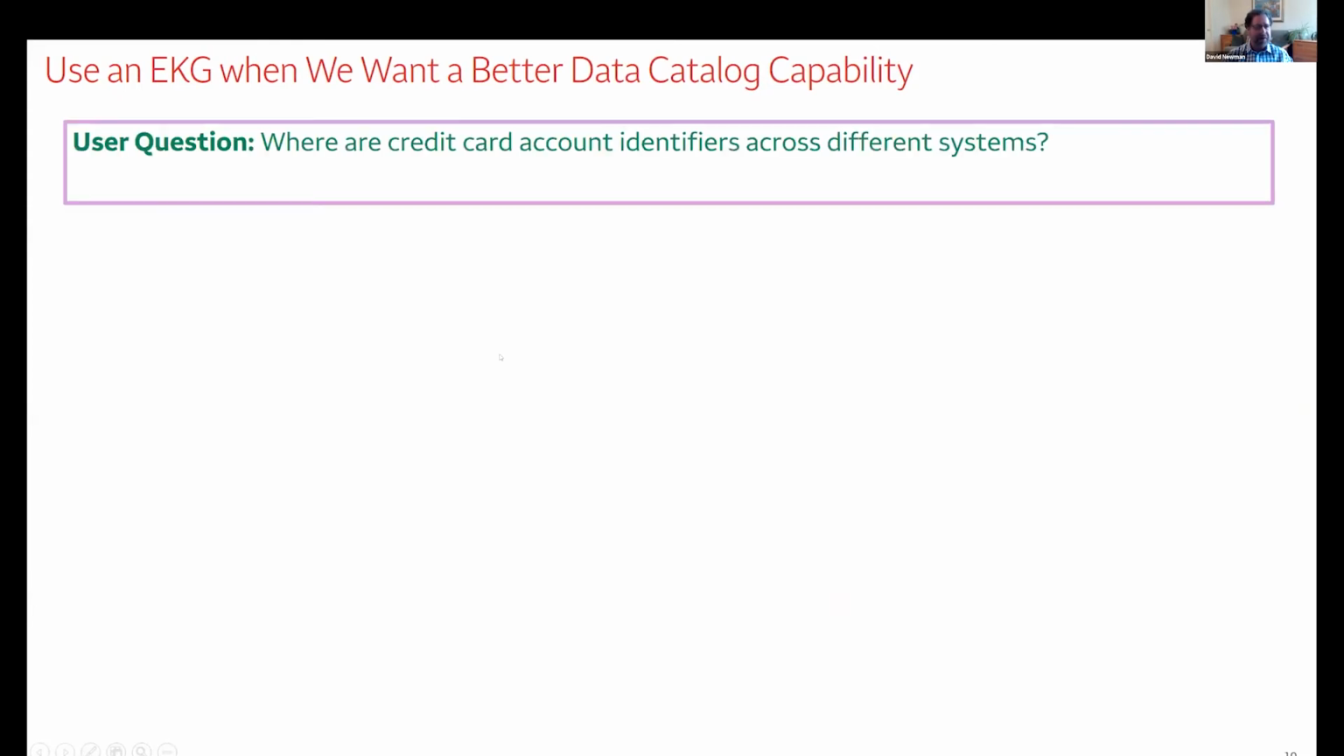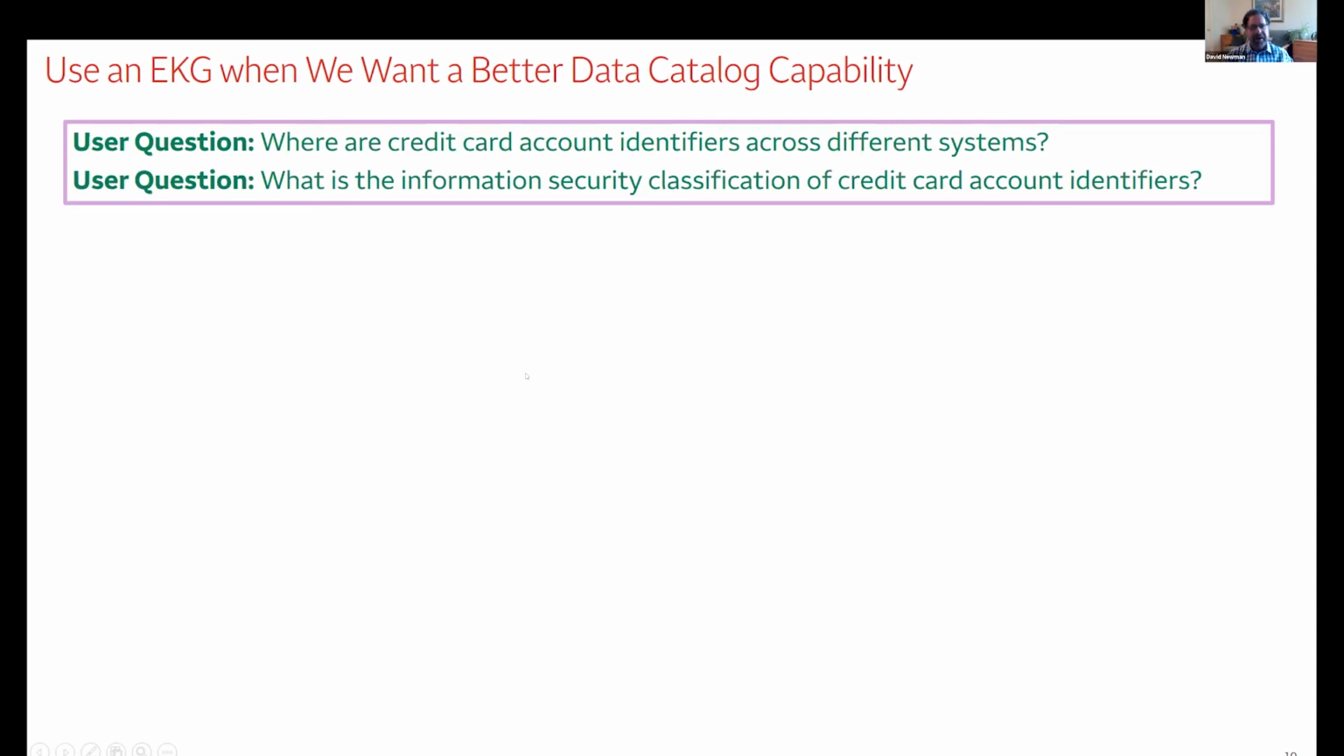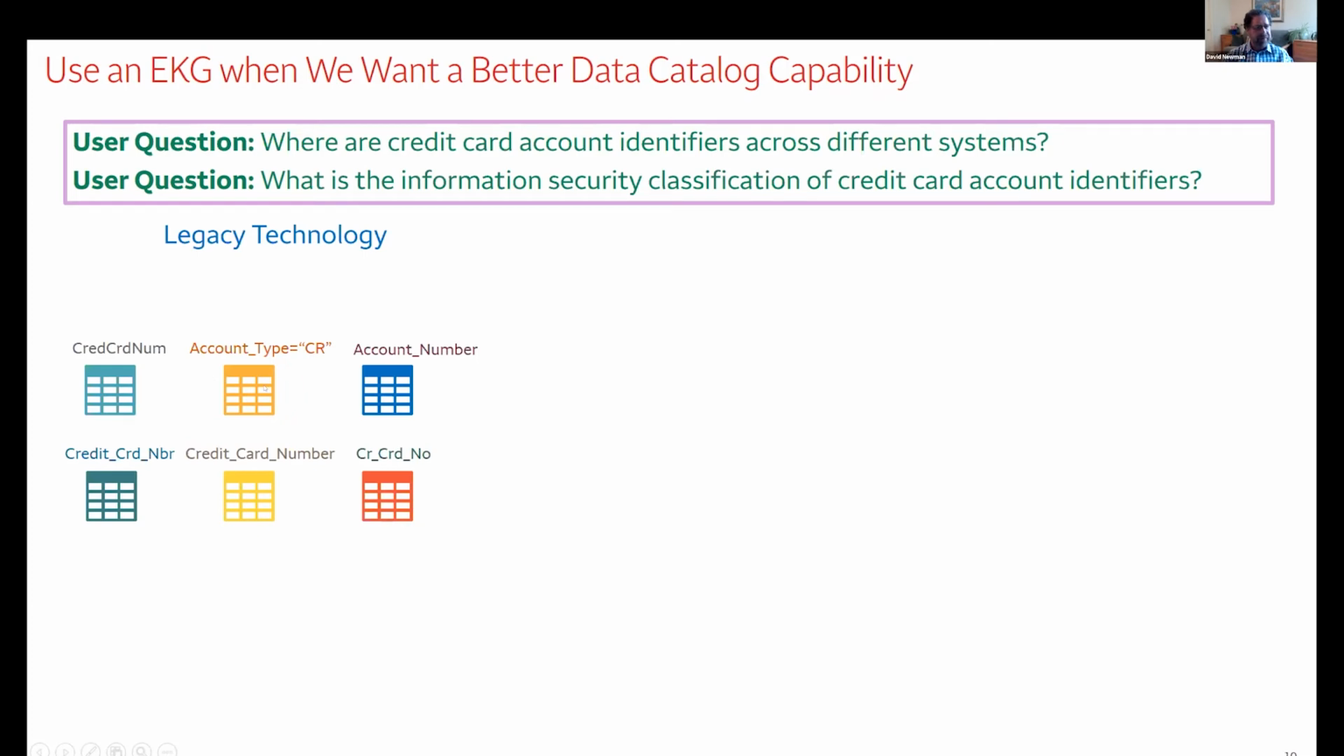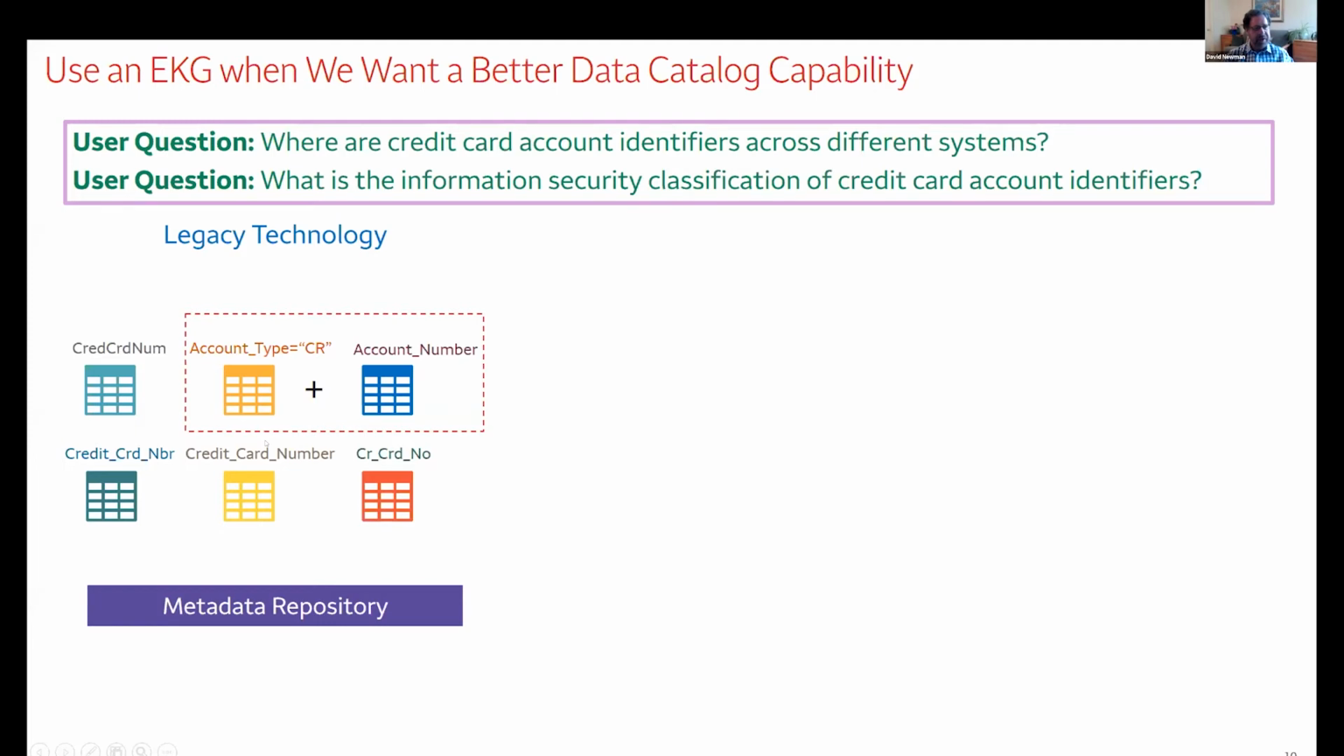We also would use an enterprise knowledge graph when we want a better data catalog capability. So a user might ask questions: where are credit card account identifiers across different systems? What is the information security classification of a credit card account identifier? In a legacy world, something we're very familiar with, we'll have many columns and tables with all different bespoke labels. In certain cases, we may have two columns together. In this case, for a credit card identifier, it would be an account number plus an account type equals CR. How do we make sense of this when there are dozens and dozens or hundreds of these bespoke columns?